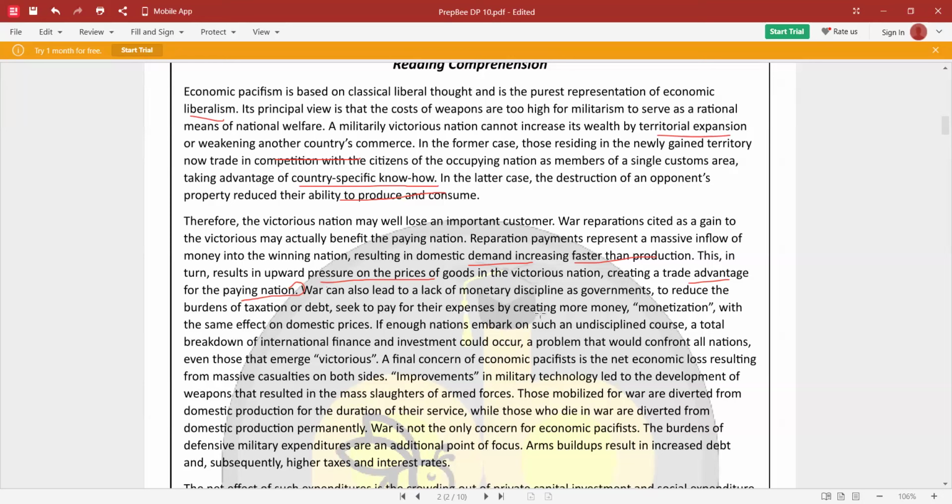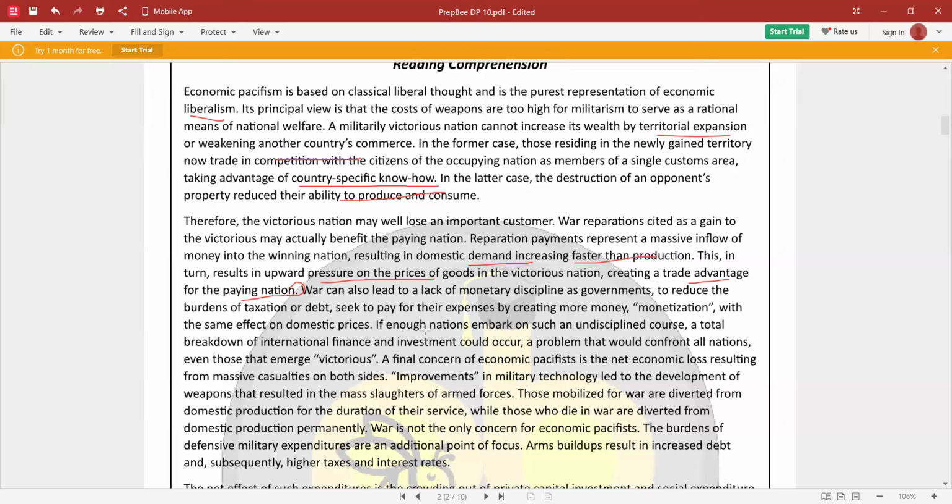War can also lead to lack of monetary discipline as governments, to reduce the burdens of taxation or debt, seek to pay for the expenses by creating more money, monetization, with the same effect on domestic prices. So what it means is government and war might print more money instead of raising taxes or borrowing responsibly, and this will in fact cause higher prices, that is inflation, within your nation.